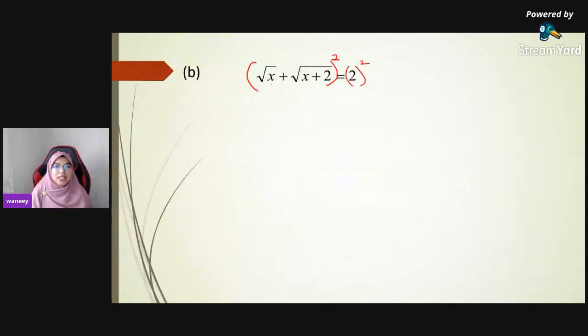Okay, so now to expand the left hand side, so this is like what we did in the previous lecture where I told you that if we have a plus b square, the way we expand them is that we're going to get a square plus with 2ab plus with b square.